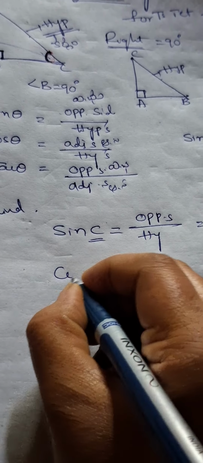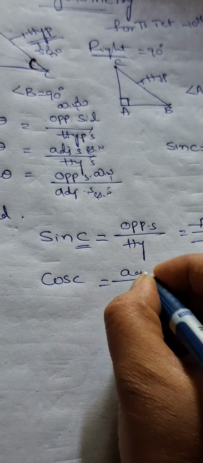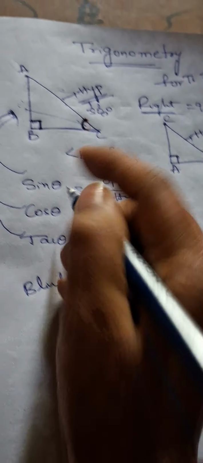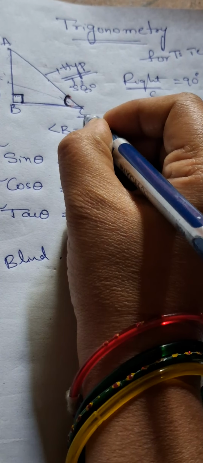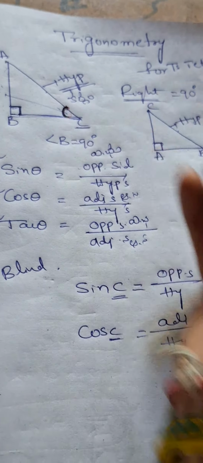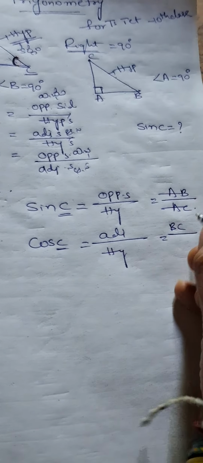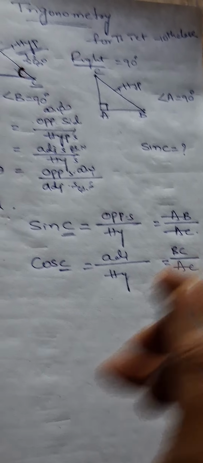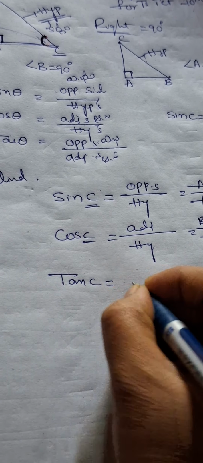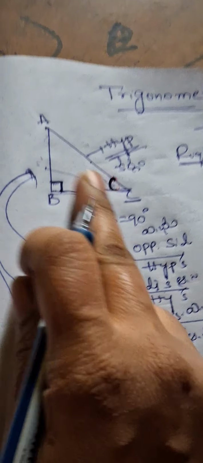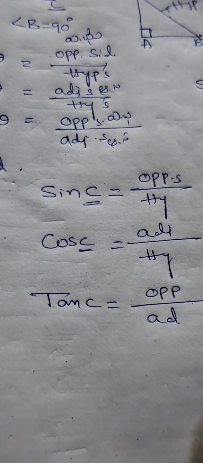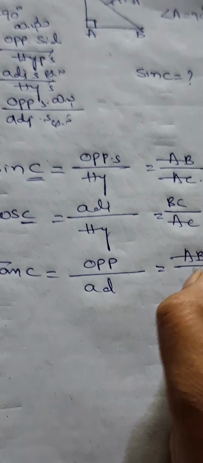Now you want to find out cos C. What I have told you? Adjacent side by hypotenuse. Adjacent side, this is angle C. If he gives C, you have to see this one only. So what is the adjacent side? BC by hypotenuse AC. Till here okay. Next I want to write tan C. You know, what is opposite by adjacent side. So what is the opposite side here, beta? AB. Adjacent side BC. These are basics.